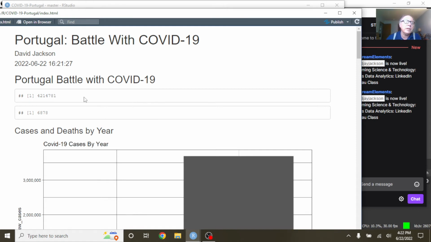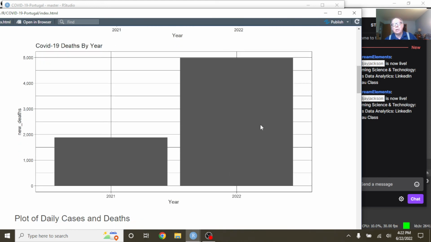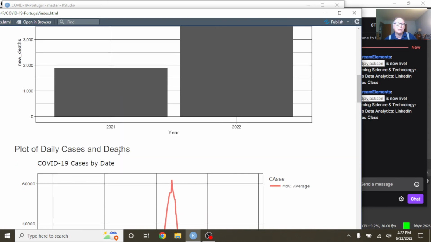Okay, Portugal, for the previous 365 days, what do we have here? 4.2 million cases, 6,878 deaths. You can see that your cases, of course, I just ran right on by 2022 total COVID-19 deaths. 2022 deaths have passed the total 2021 COVID-19 deaths in Portugal.